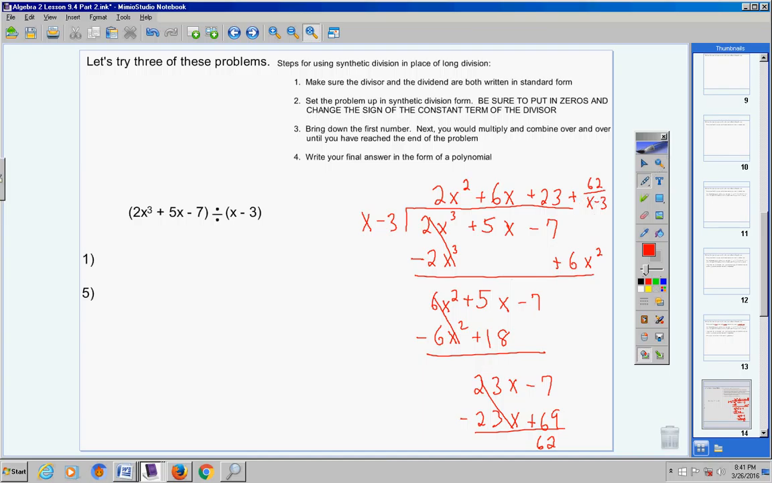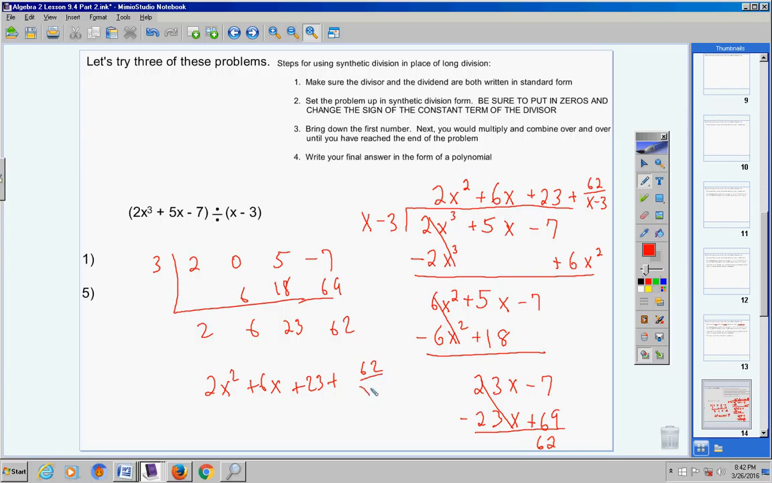Now, you're not supposed to know how to do synthetic division, but just watch how fast I can do it. Watch this. I'm going to put a positive 3 here. I'm going to put 2, 0, 5, negative 7. Bring this down, multiply, combine, multiply, combine, multiply, combine. And there's my answer: 2, 6, 23, remainder 62. So your answer is 2x squared plus 6x plus 23 plus 62 over x minus 3. I did that in about 15 seconds, maybe 20 seconds.